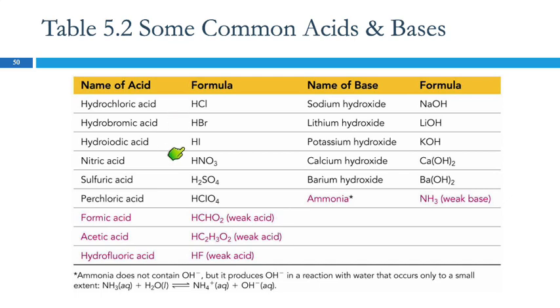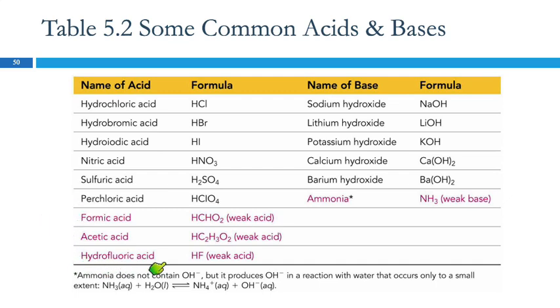HCl, HBr, HI. Those are the ones in group 7 there. And then we've got nitric, sulfuric, and perchloric. You just kind of have to memorize those. Any other acid that you come across is a weak acid.